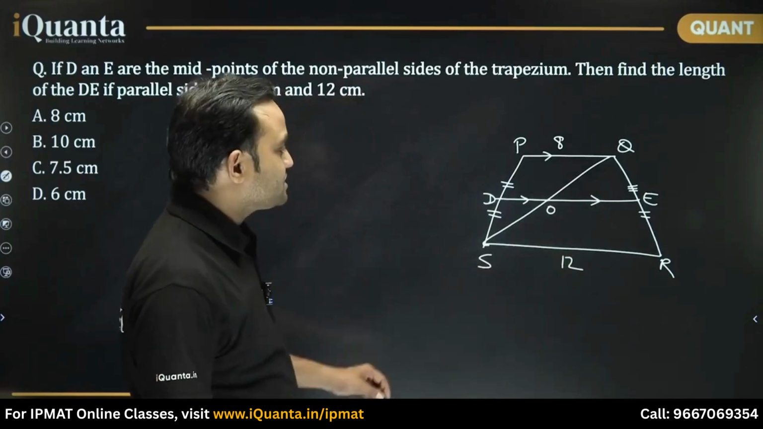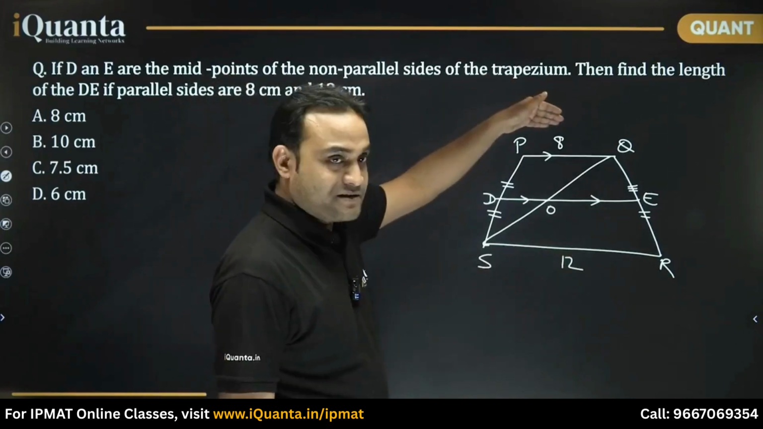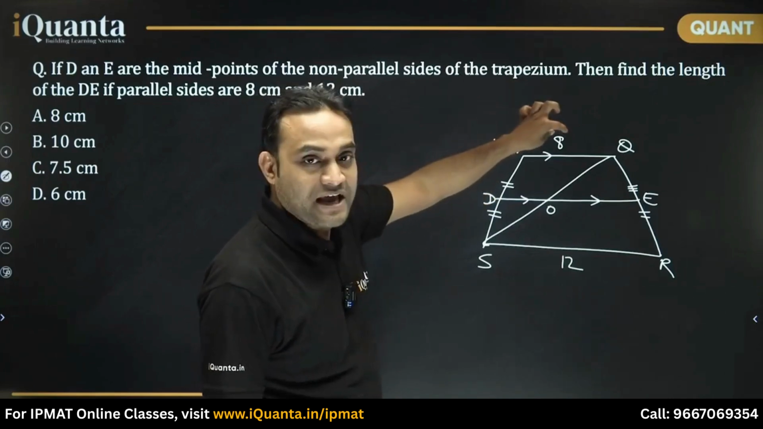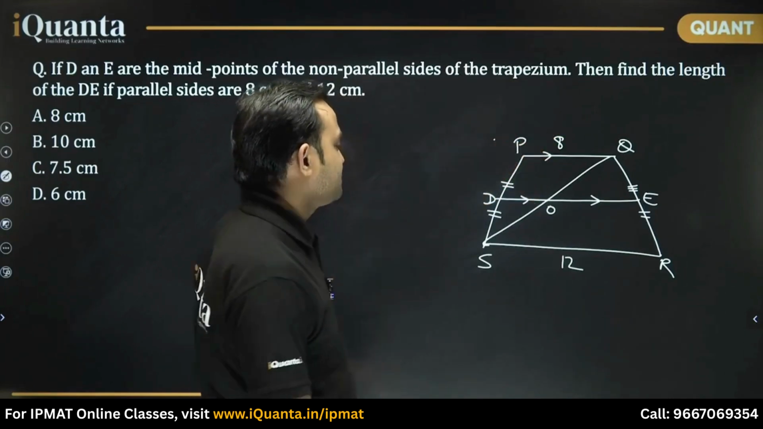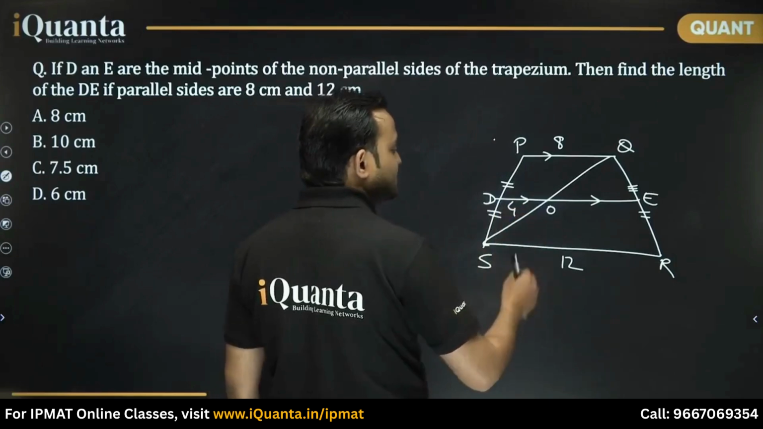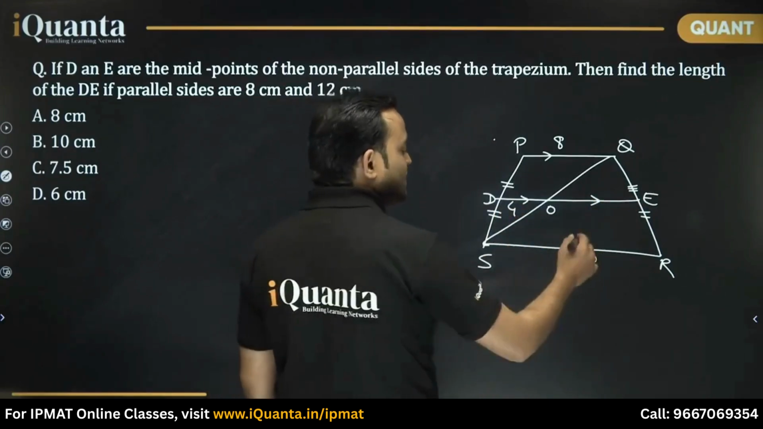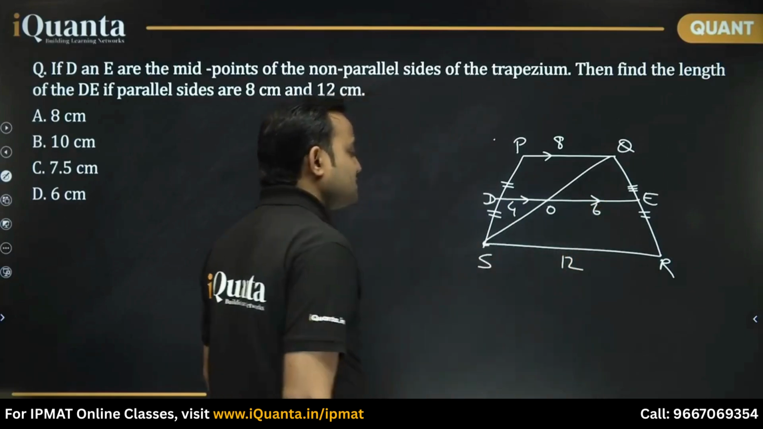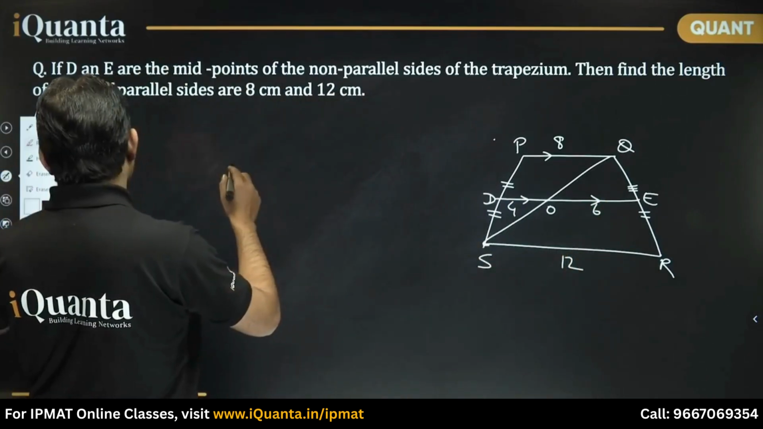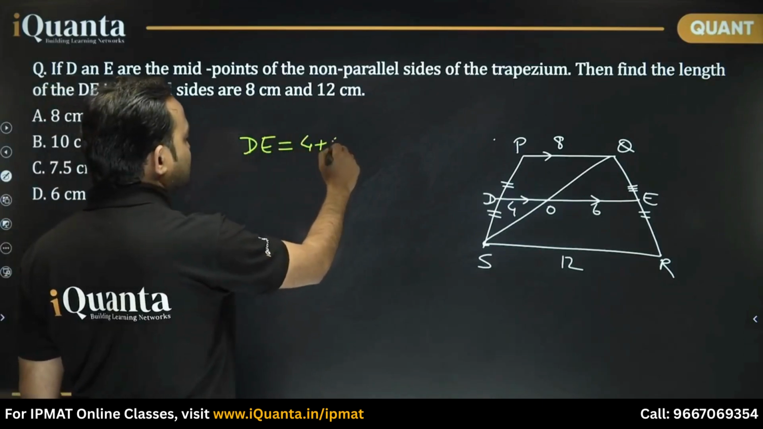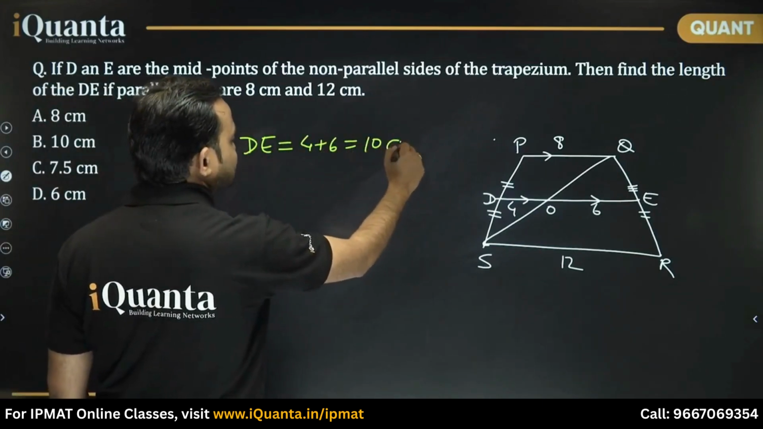Now think about this. This is 8. The ratio is 1:1. If this is 8, this will be just half of it. So OD will be 4. Similarly, OE will be half of SR using the midpoint theorem. If this is 12, this will be 6. So we can say DE will be equal to 4 plus 6, which is equal to 10 centimeter.